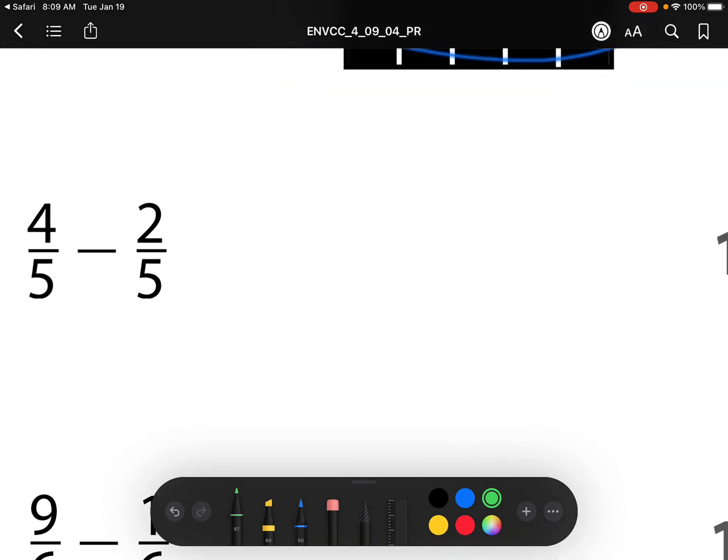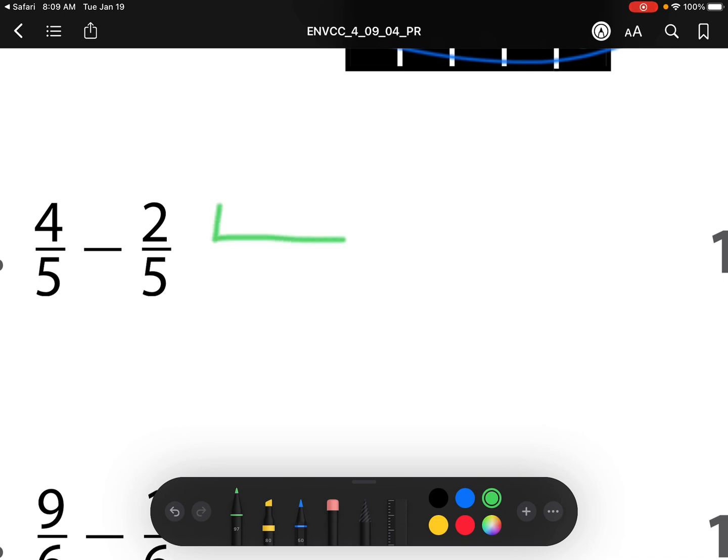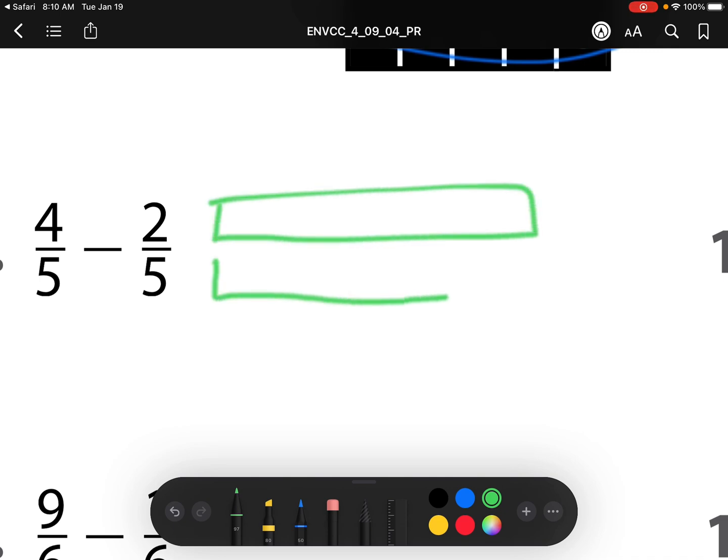Now over here, 4/5 take away 2/5. So I'm going to do what they are doing for this one. So here's one whole, and then underneath we had what? We had 4/5. So 1, 2, 3, 4. So this last piece right here would be what? That would be our missing 5th to make a whole.